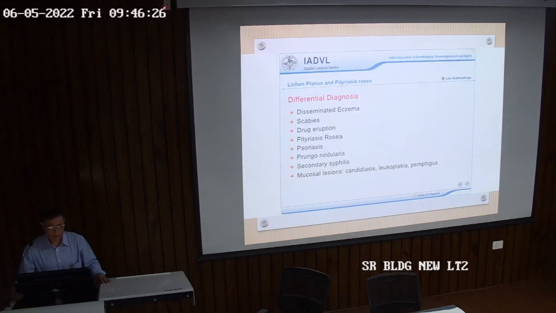Pityriasis rosea, psoriasis: it has to be differentiated from psoriasis also if the scales are not that silvery. Once you are treating a case of psoriasis, all the scales will disappear and the lesion will remain. It may appear to be a little erythematous to violaceous.